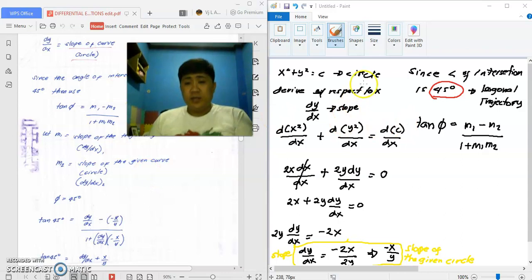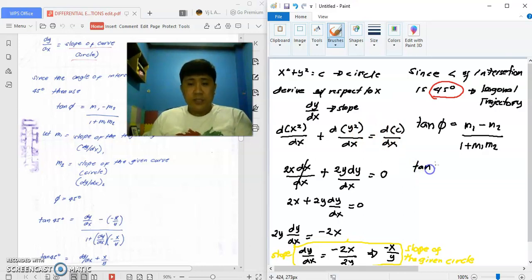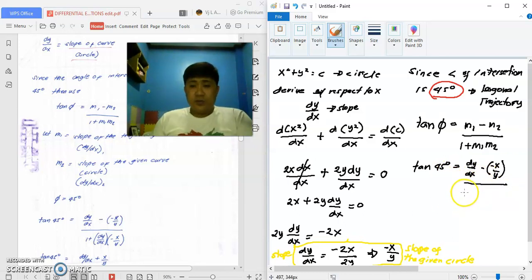Okay. So now, we will try to substitute. So we have here tangent 45 degrees equals the slope 1. Slope 1 is our trajectory, which we don't know, dy over dx, minus the slope 2, which is negative x over y, the slope of the circle, or the slope of the given curve, over 1 plus dy over dx times negative x over y. Okay? So hopefully you still remember this one. Now, if you use your calculator, tangent 45 degrees is equivalent to 1.